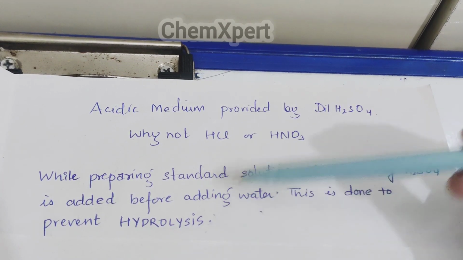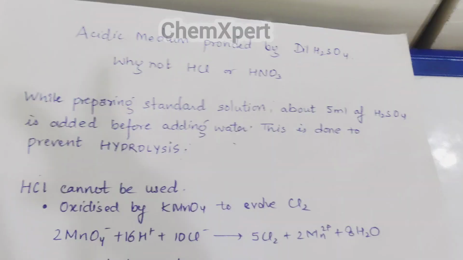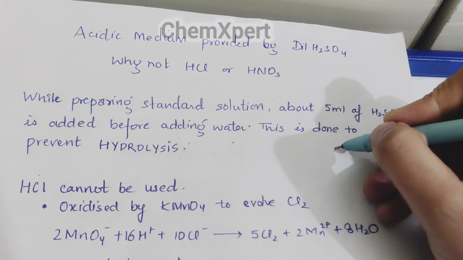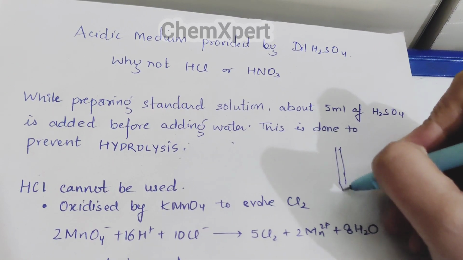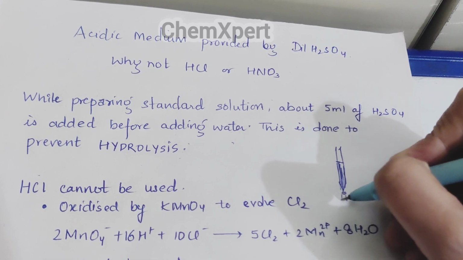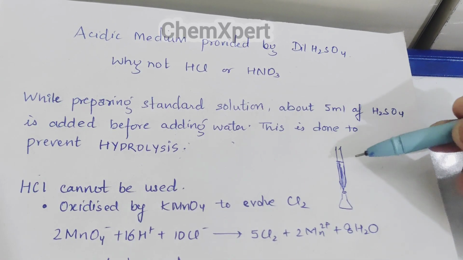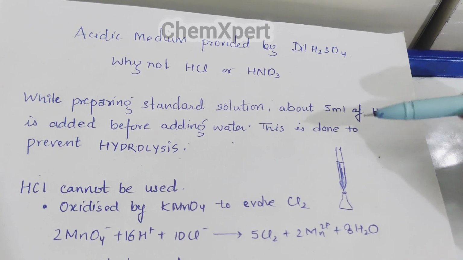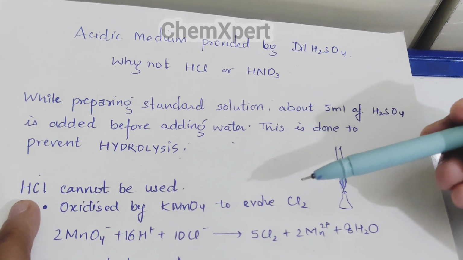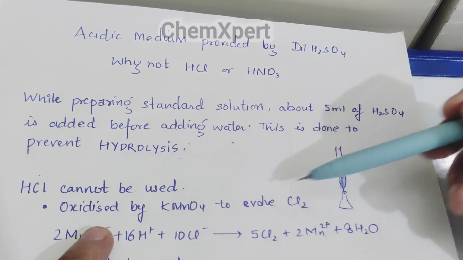Now here the question, why are we not using HCl or HNO3 in this case? Now what happens in titration, we take KMnO4 in the burette, this is a violet color solution, and in the conical flask we take the standard solution and the acid. Now KMnO4 is a strong oxidizing agent. Now what happens if we are using HCl? HCl is also oxidized by KMnO4 and evolves Cl2.